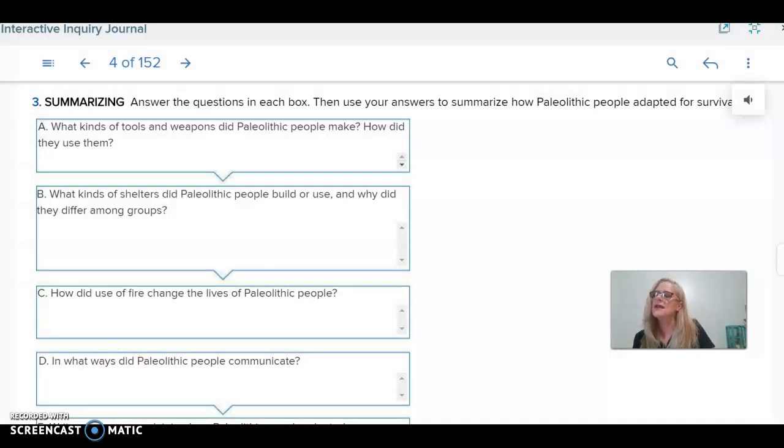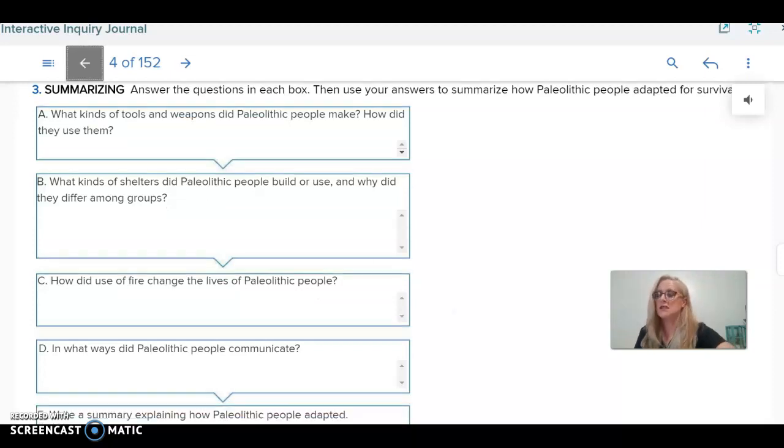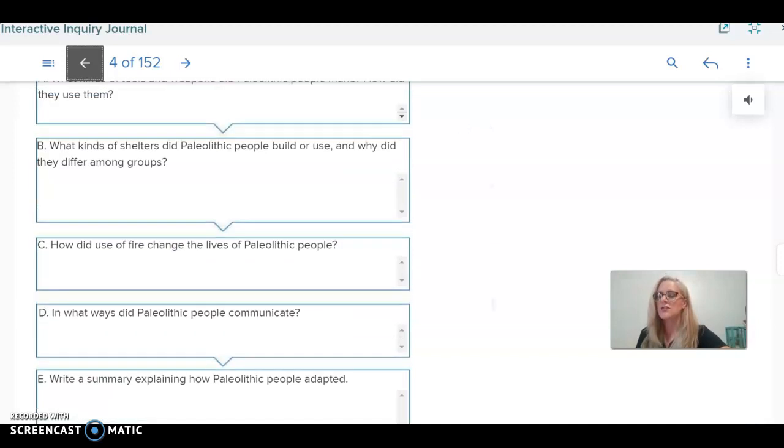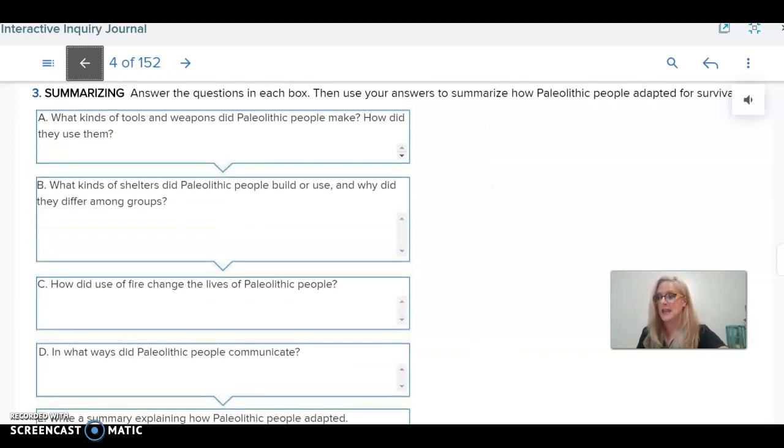First question is, what kinds of tools and weapons did the Paleolithic people make? How did they use them? Now, if I haven't read this section, I'm going to be lost. So I need you to pause the video now. And if you would like, you can go as you read the section through each of these questions to find the answer, because these questions, hold on just a second, let me roll down. All of those questions, A, B, C, and D, except E, go in order of how they're introduced in the lesson.